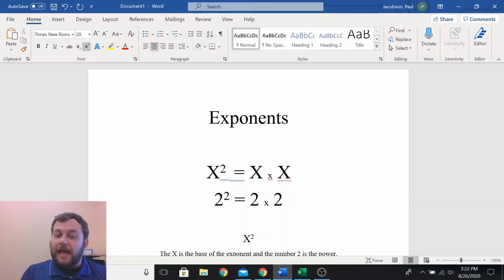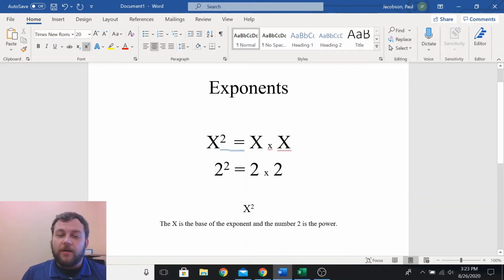Up on the screen, I have x squared right here, okay? That's the same thing as writing x times x. So you have the x down here and the 2. Notice how there are two x's, okay? It's always nice to start with letters first on this because then you can transition to numbers a little bit easier. You can see now our next line down is 2 squared, okay? So it is 2 times 2.